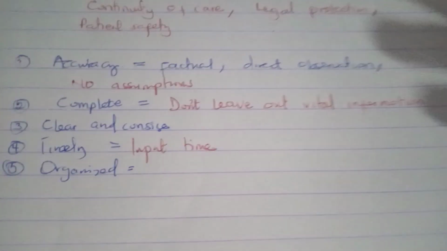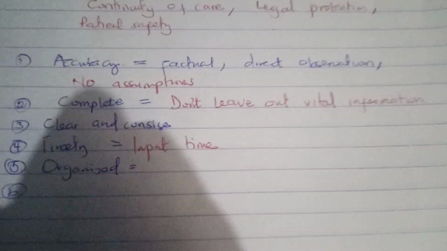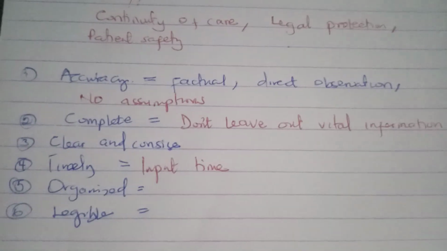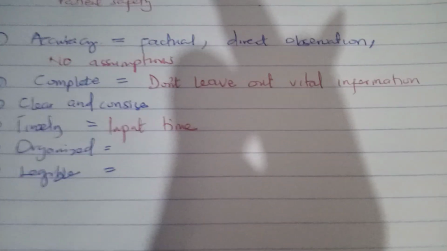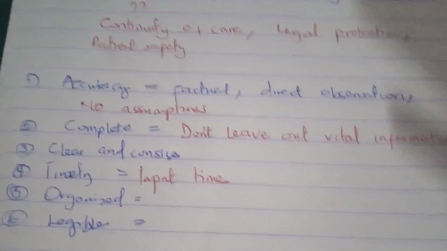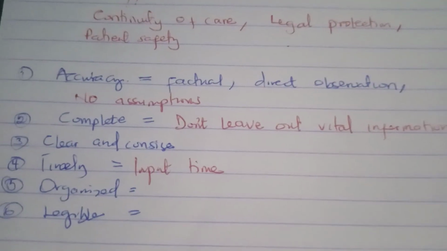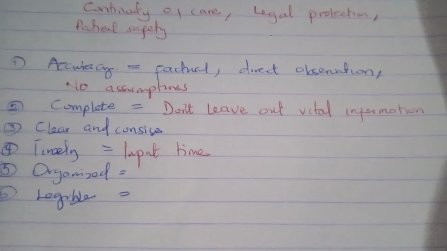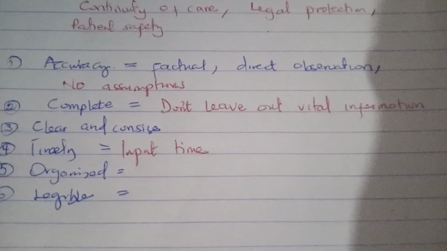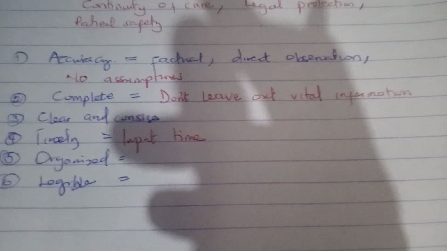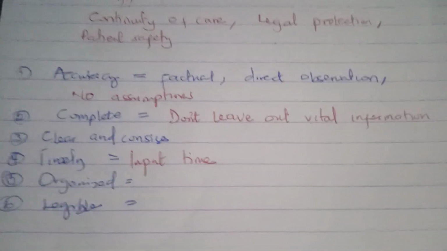The sixth principle is that it should be legible. In case your hospital is still using paper and pen, it should be very legible so that we can read it. And even if it's electronic, you should increase the font size. This can help in terms of continuity of care, legal protection, and patient safety.